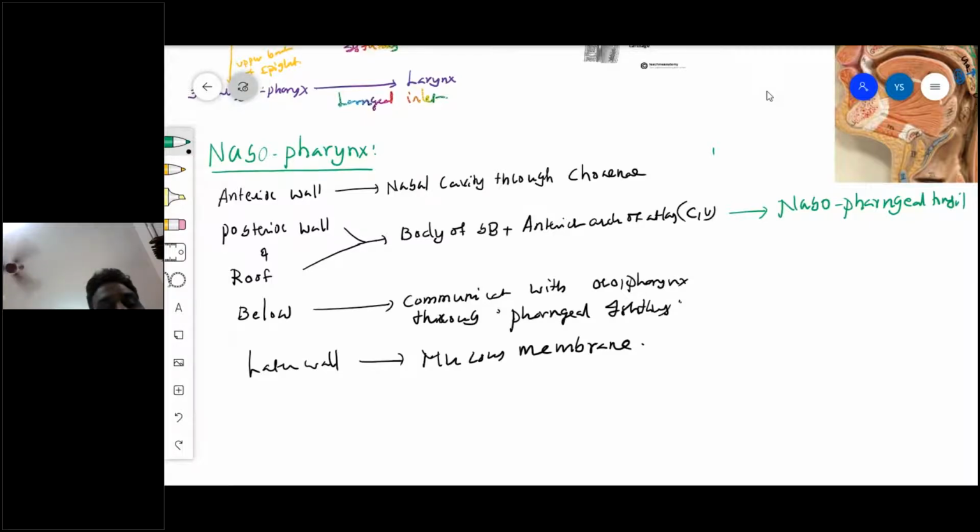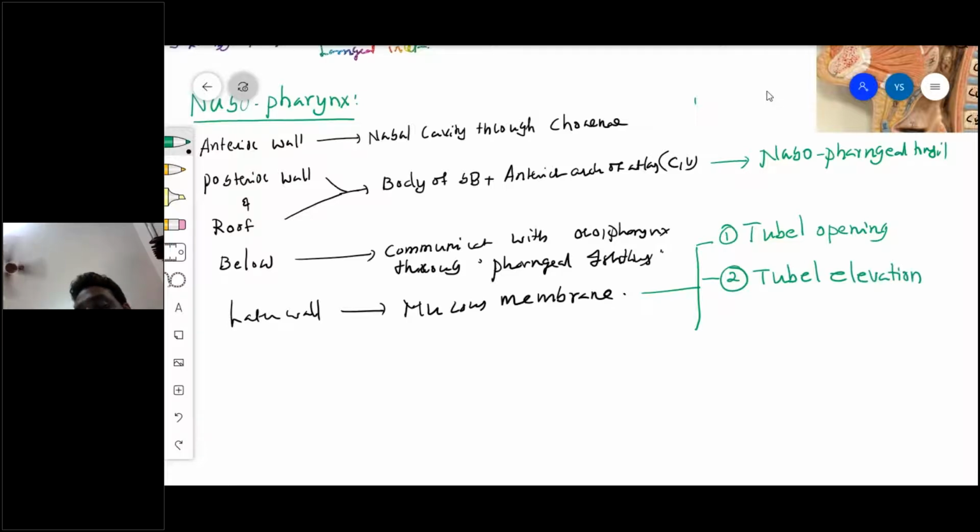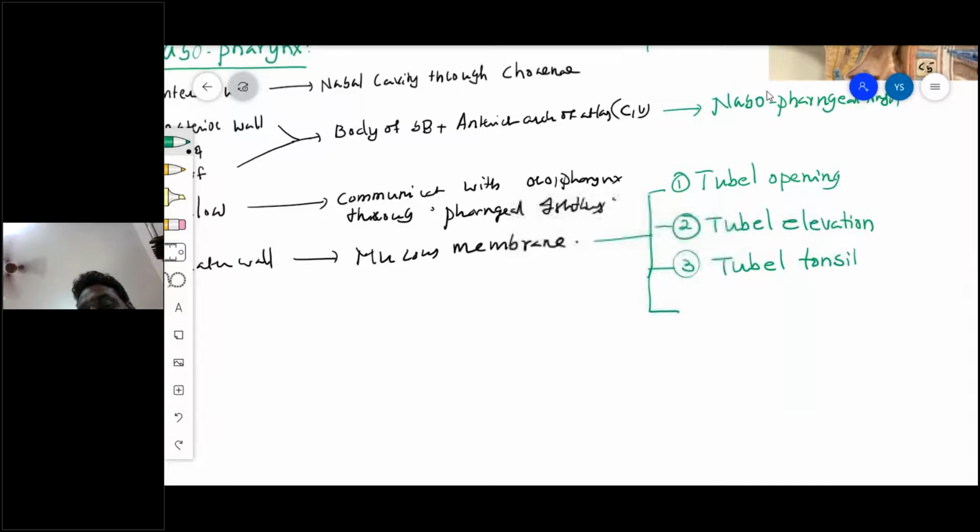Along the lateral wall, we have seen so many features. Number 1, what is it? Tubal opening. Number 2, tubal elevation. Number 3, tubal tonsil. Number 4, folds.